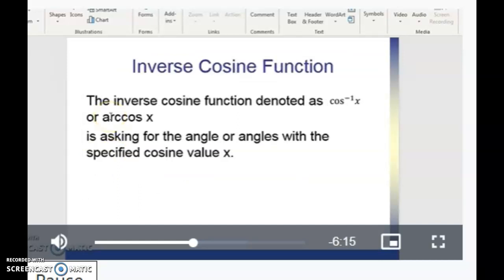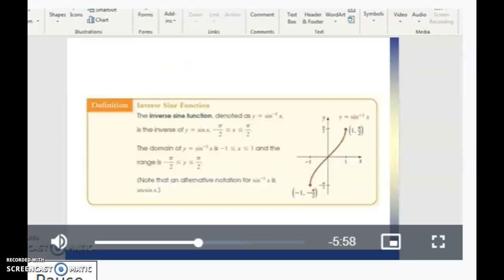Same pattern, same thing for cosine as for sine. So the inverse cosine function is denoted as the cosine inverse of x, or arc cosine x. It is asking for the angle or angles with the specified cosine value. This PowerPoint does include graphs of the possible inverse sine function values. That is extra information.